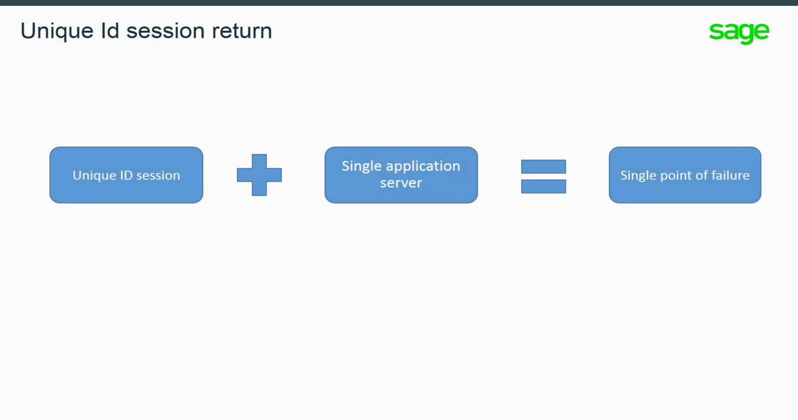In the previous version, the Unique ID session was centralized on a single application server. This introduces a single point of failure. The new APIs use a new mechanism to handle X3 session identifiers. The result is that there is no longer a single point of failure on the application server.